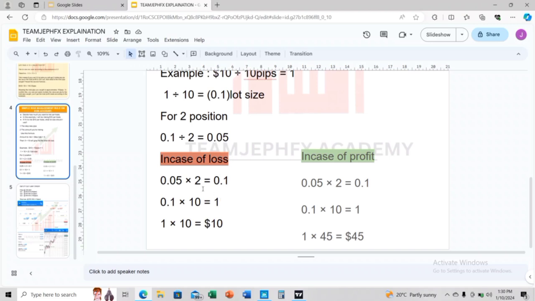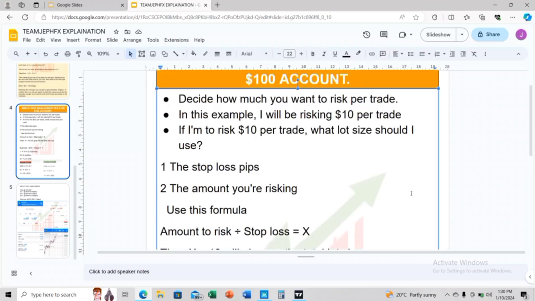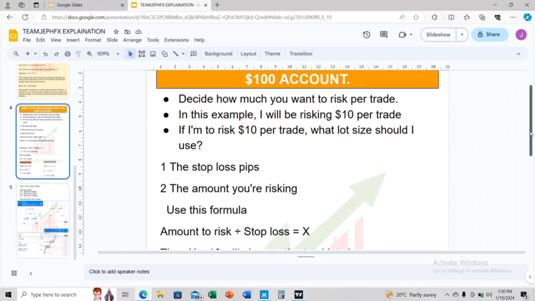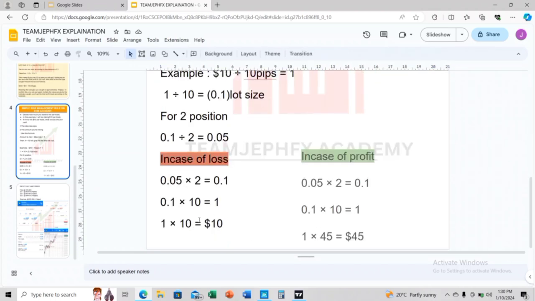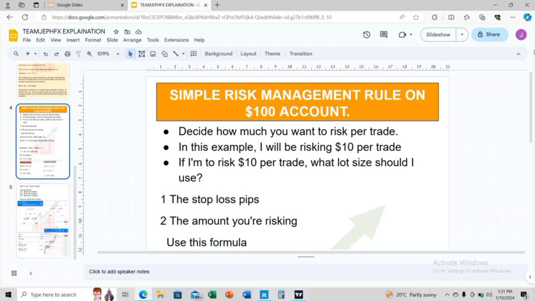Meaning, as the trade goes 1 pip against me, I'm going to be losing a total of $1 on the 2 positions. But since I put my stop loss at 10 pips against me, if that trade goes 10 pips against me, I'm going to lose a total of $10. Since it's two positions, I'll be losing $5 on one position and $5 on the second position, total of $10.